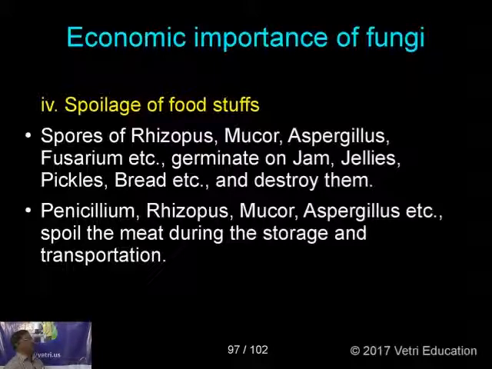So spores of Rhizopus, Mucor, Aspergillus, Fusarium, etc. germinate on jam, jellies, pickles, bread, etc. and destroy them. And Penicillium, Rhizopus, Mucor, Aspergillus, etc. spoil the meat during the storage and the transportation, and the Rhizopus and Mucor, Aspergillus also spoil the fruits. Oranges, tomatoes, grapes, etc. are spoiled by the Rhizopus, Mucor.